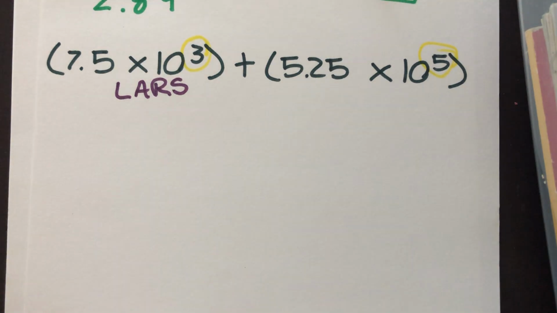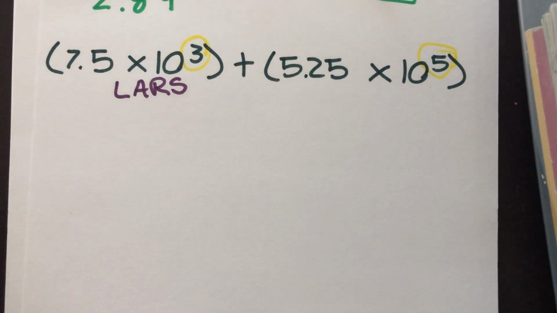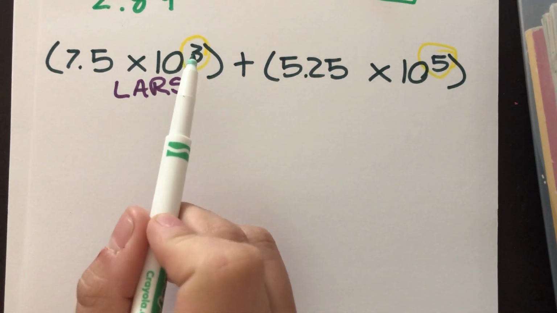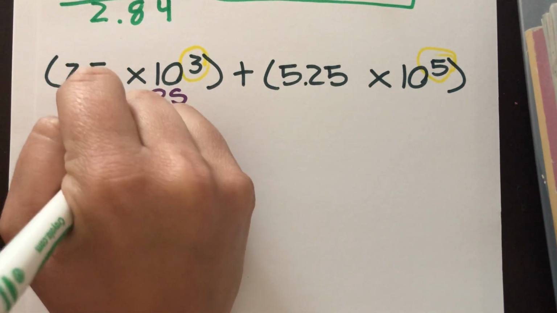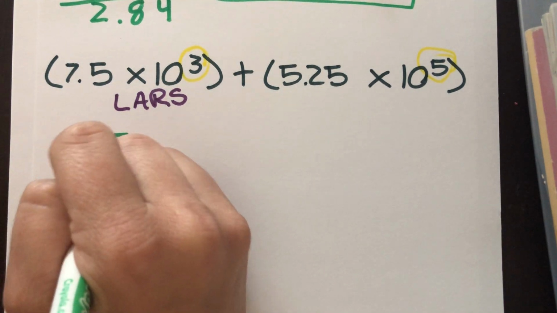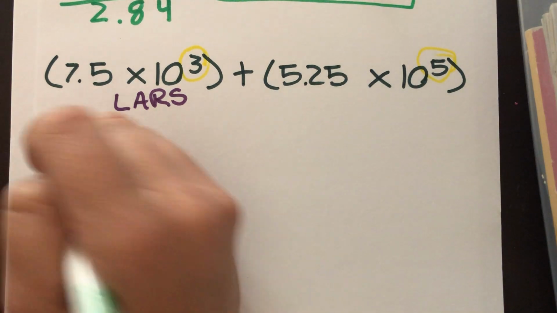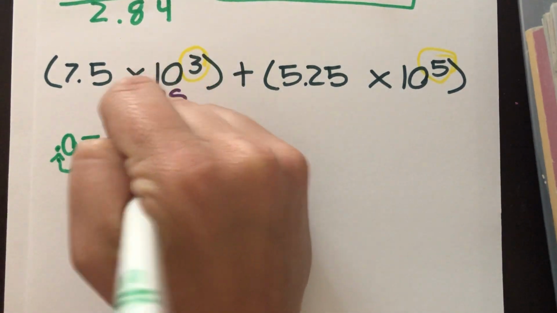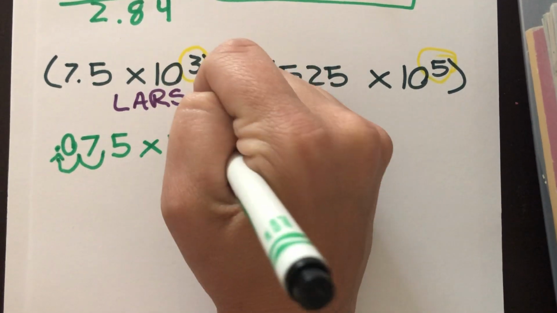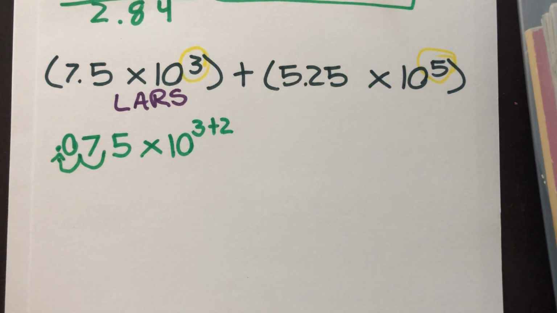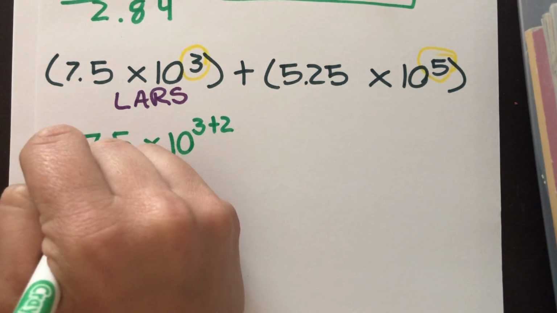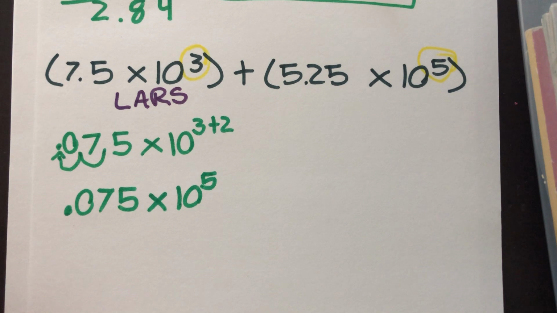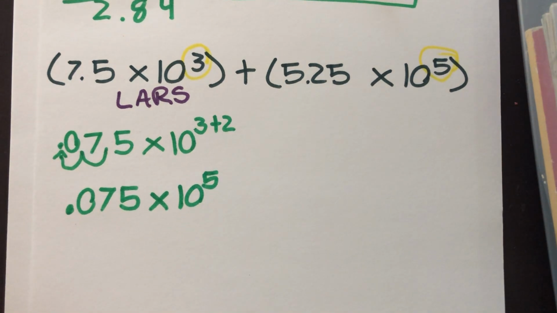When we move our decimal to the left, we can then add to the exponent. Now, in order to make this 3 become a 5, we're going to need to add 2 to this, which means we need to move our decimal to the left 2 times. 1, 2. And you can fill that in with a 0 there. And then because we moved our decimal to the left 2 times, we now have to add 2 to our exponent. So let's go ahead and rewrite this. 10 to the 5th power. Now it matches our larger exponent over here.